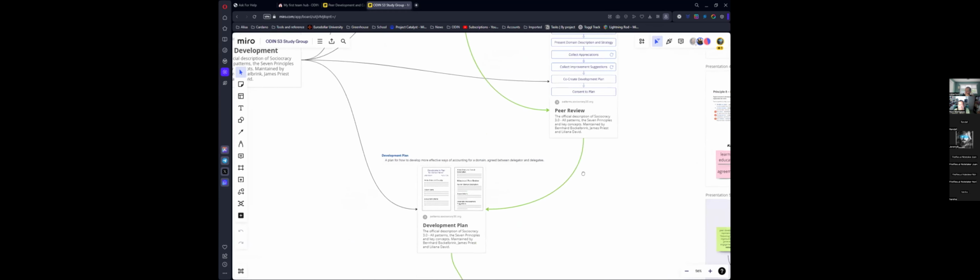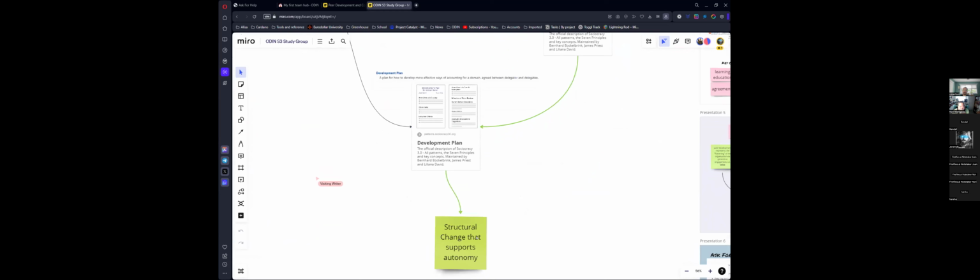The final pattern within peer development is a formal description of a development plan, a plan for how to develop more effective ways of accounting for a domain agreed between delegator and delegatee. This is interesting. We started with a process of here's how I personally want to get feedback and work on my role, work on the stuff I'm doing, and see how it's affecting others and see what they think of it. But you end with a formalized document that goes to governance with the intent of changing the structure around you.